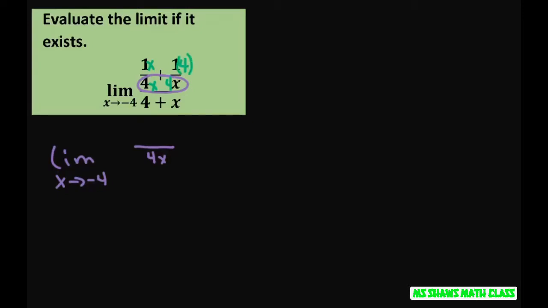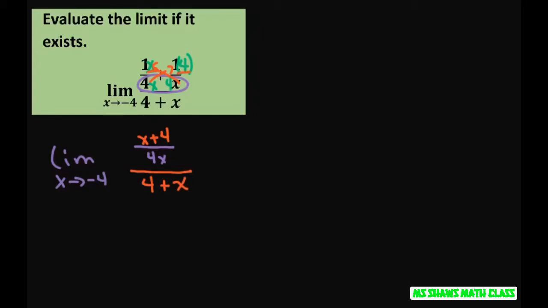So basically your numerator is going to be x plus 4. Basically you're just kind of crossing here. Alright, so that's your common denominator for that. Then we have your 4 plus x.